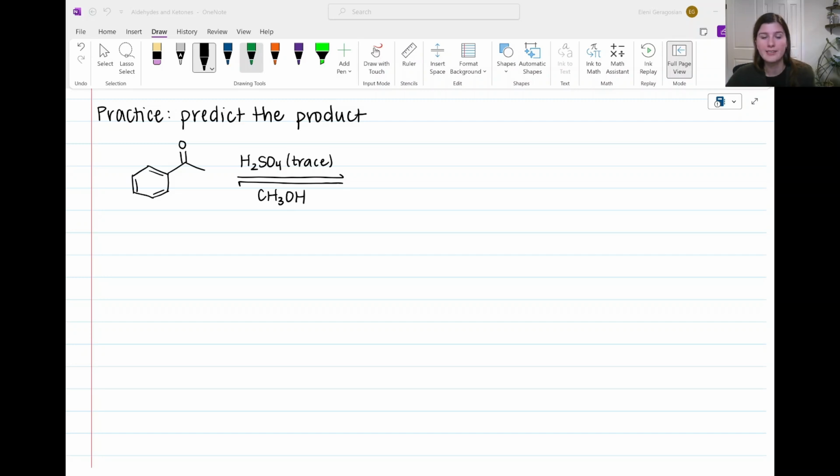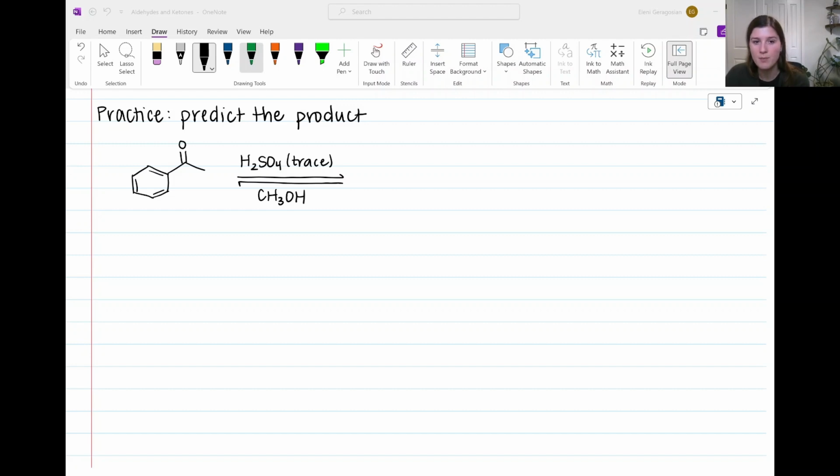Let's do some practice problems with acetals and ketals. And then we'll talk about an important use of acetals and ketals in industry and in the chemistry field in general. So first, doing some practice, we're starting with acetophenone.